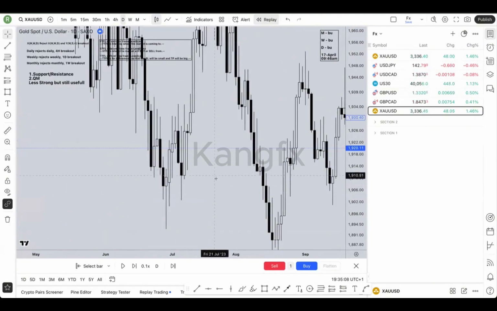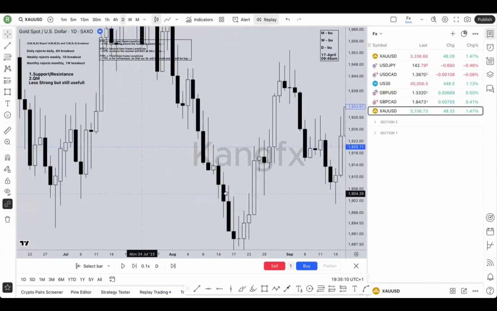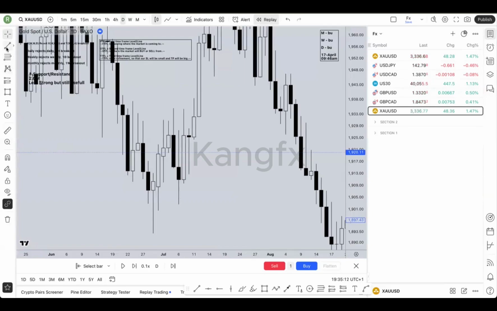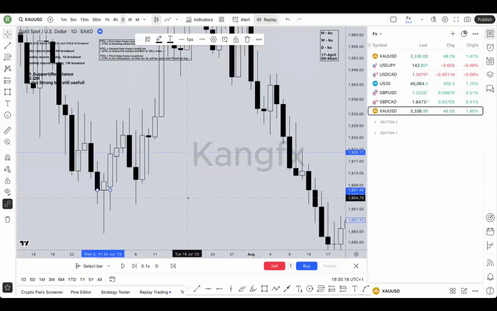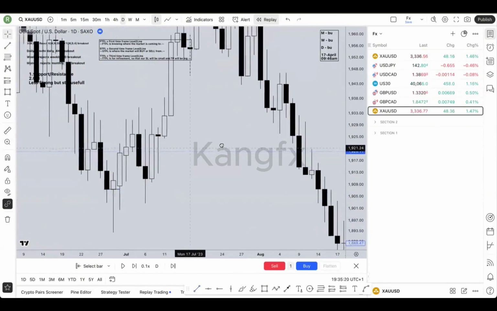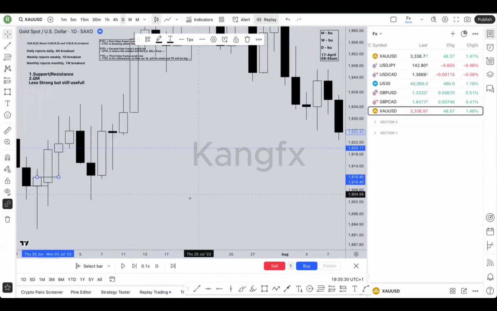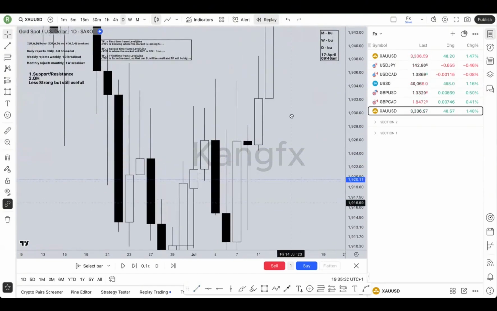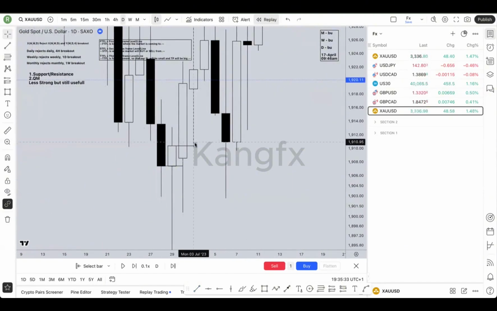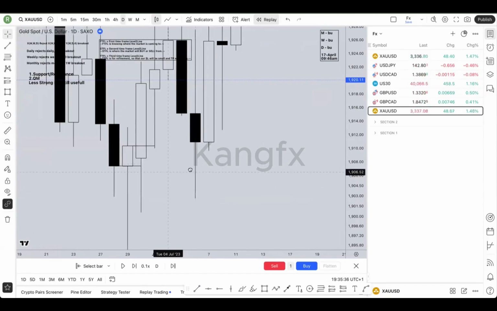So in the next session, also another quick one, we can see this one. We had a rejection here, rejection here. After the rejection, there was a breakout on 4 hour: daily reject daily, 4 hour breakout. So the market coming back, this was supposed to be our area to enter the market. The market came and tapped our OCL there.